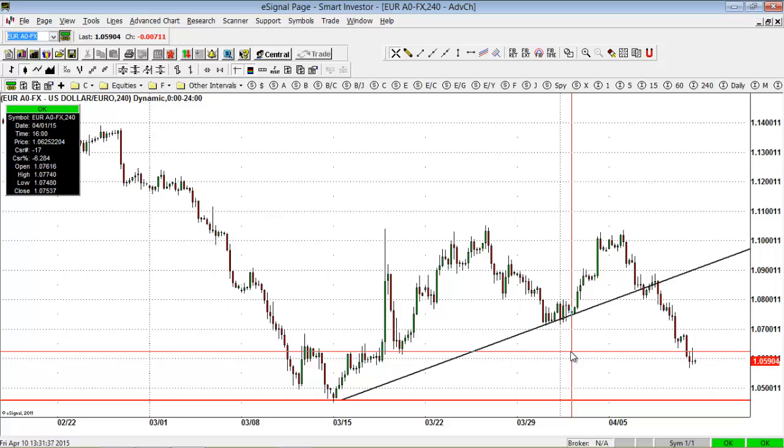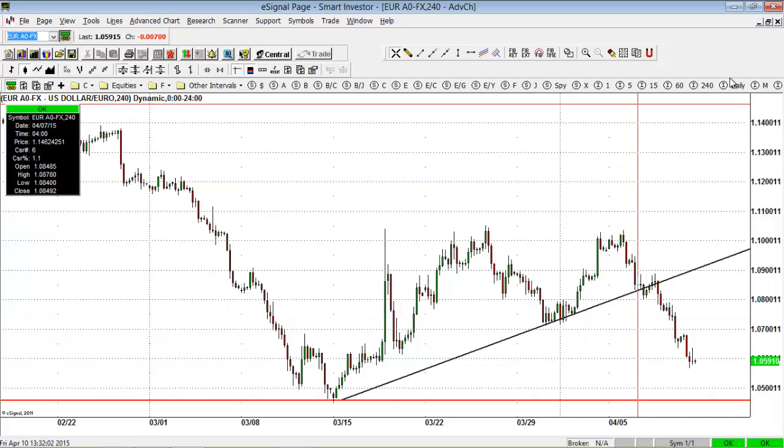Earlier in the week, I did speak about this triangle, this trend line here that was emerging in the euro. The market closed below the trend line, came back up, retested the trend line, and collapsed down. The area of concern for the bears was this 107 low, which the market easily pierced through. So we're going to see if the market can now pierce through that 104 level on the euro versus the US dollar.